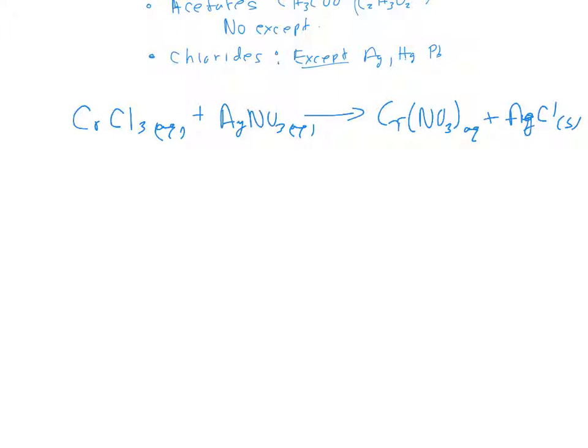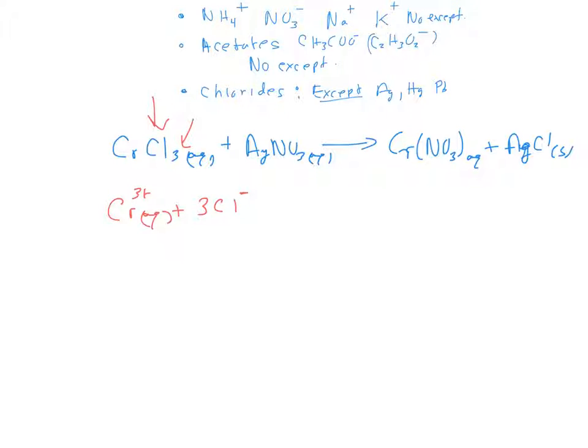All right, we're going to start with chromium 3 chloride. Since it is aqueous, I'm going to separate it into chromium 3 ion and chloride ion, but there's 3 chloride ions, so I'm going to write 3Cl minus here. Let's not forget to write in our balancing of these equations. So this is a 3 here and a 3 here. This was a 1 to 3 to 1 to 3. Okay.